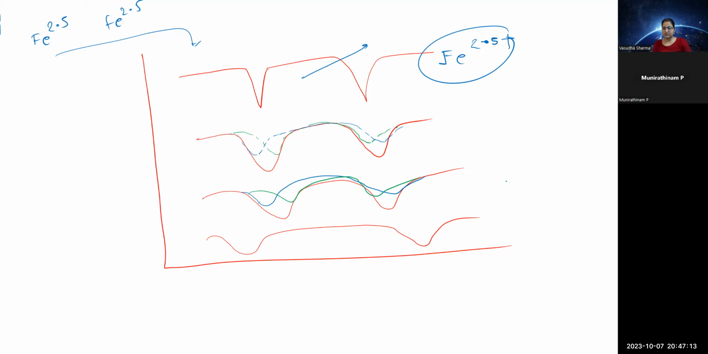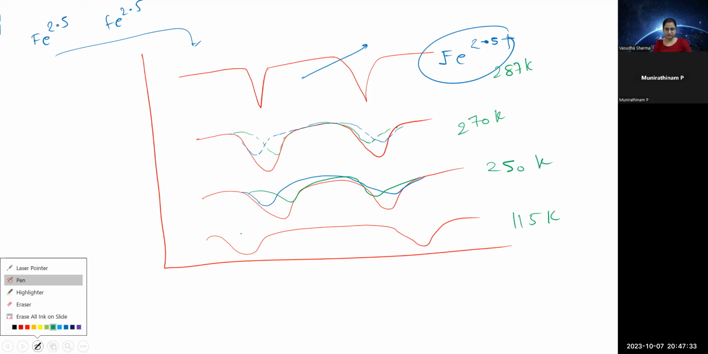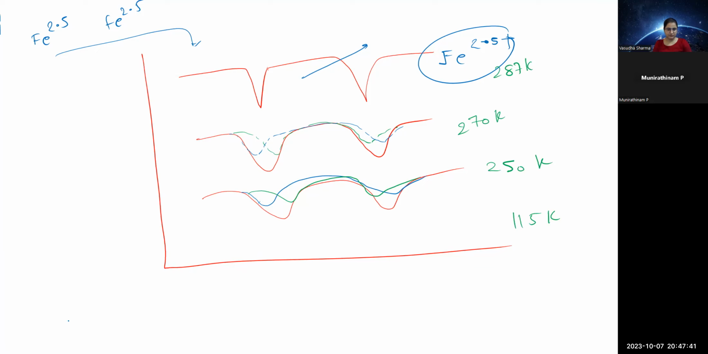So here they become more predominant as soon as we are decreasing the temperature. So here is 115 Kelvin, it is 250 Kelvin, it's 270 Kelvin, and it's 287 Kelvin. So as we are decreasing the temperature, we could see the two different states over here. And here, this would be completely blue over here. And the green ones would be here.